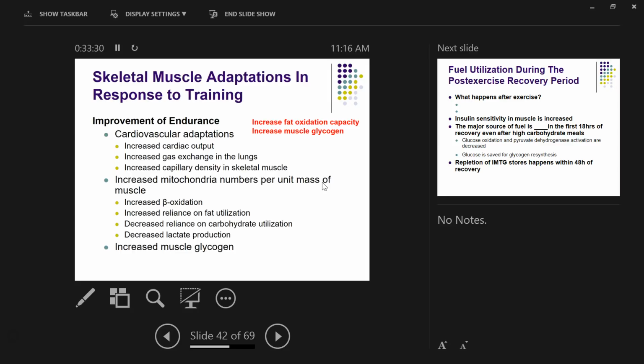So again, the three aspects of cardiovascular adaptation. One is to increase the cardiac output, and the second is to increase the gas exchange, to allow more oxygen to get into the body. And third is to increase the blood flow by increasing the capillary density, to get more blood into the muscle.